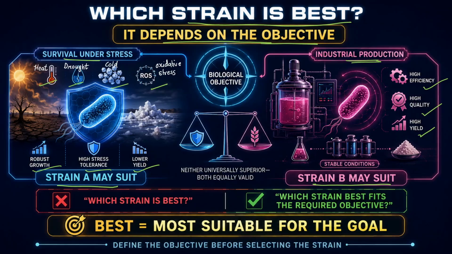This does not mean that one strain is universally superior. Both strains are equally valid. They are simply suitable for different purposes. Therefore, instead of asking which strain is best, ask which strain best fits the required biological objective. So, in science, best does not mean strongest in every trait. It means most suitable for the goal. Always define the objective before selecting the strain.